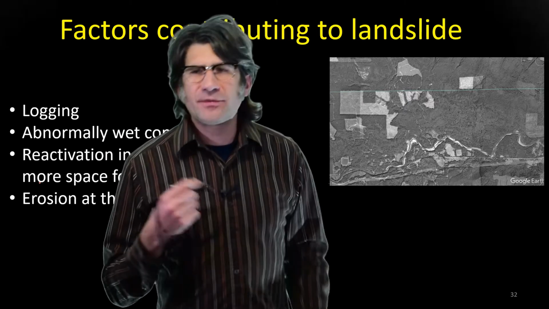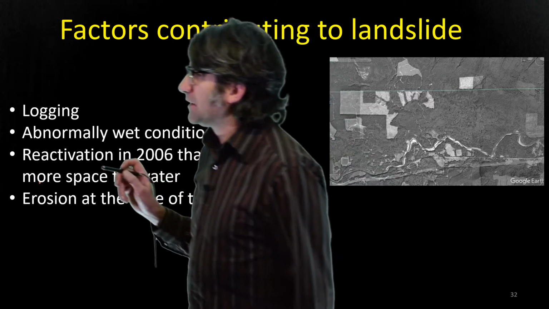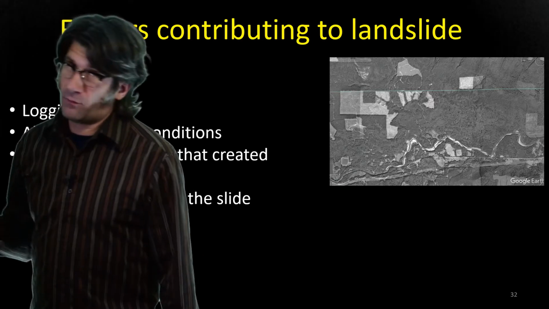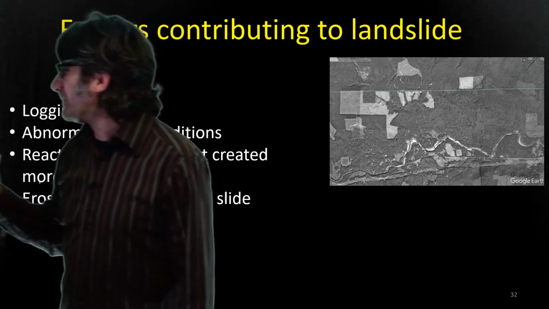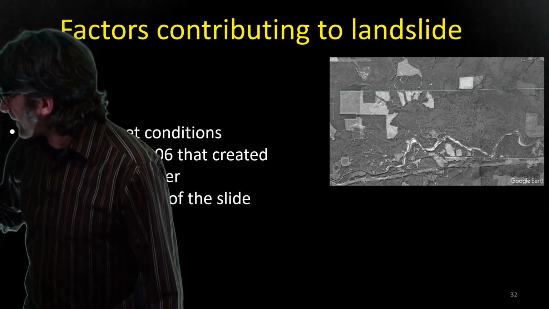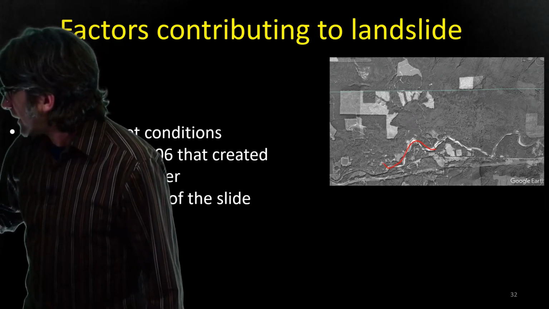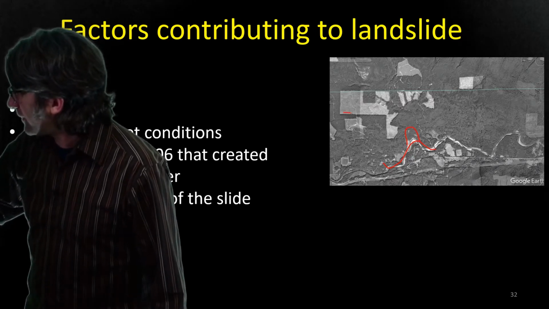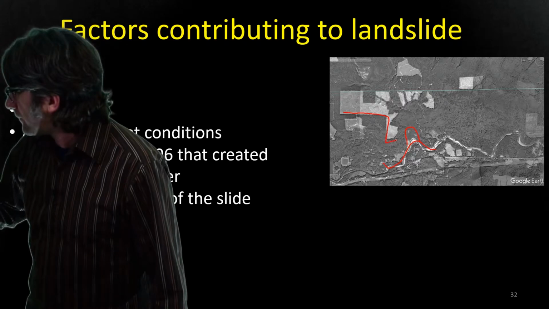Other factors that potentially contributed to the slide: potentially logging. So here is the landslide right here. Here's the Stillaguamish River flowing down. And here is the slide scar. This is some old Google Earth imagery. Does everyone see right there?